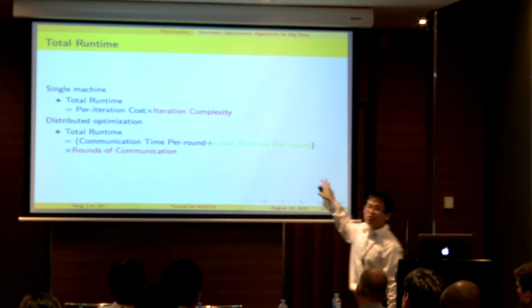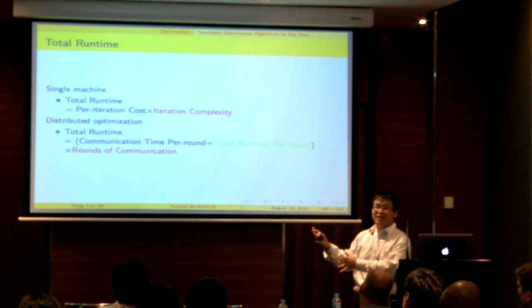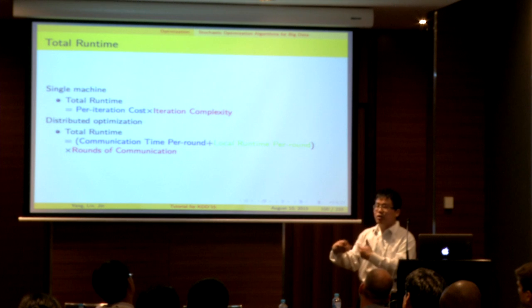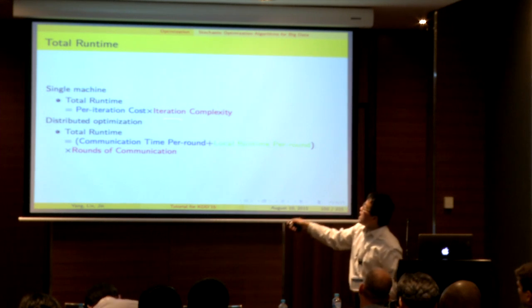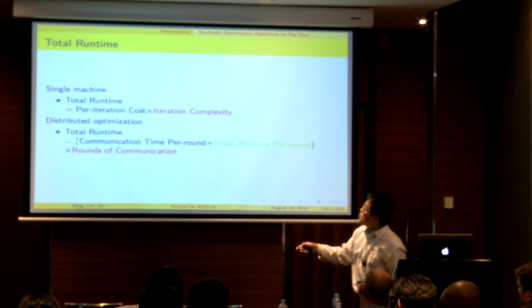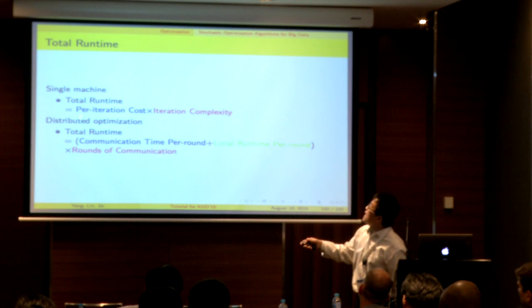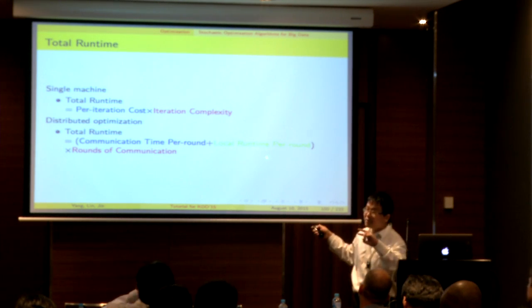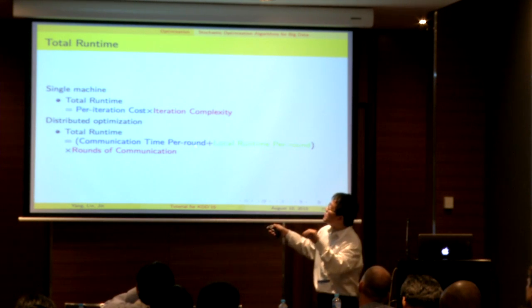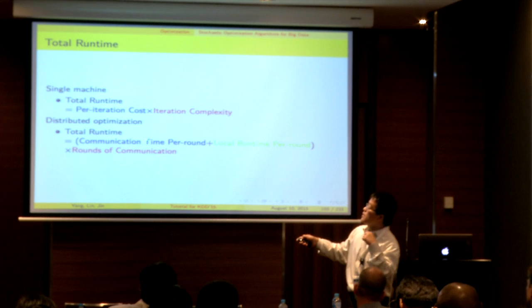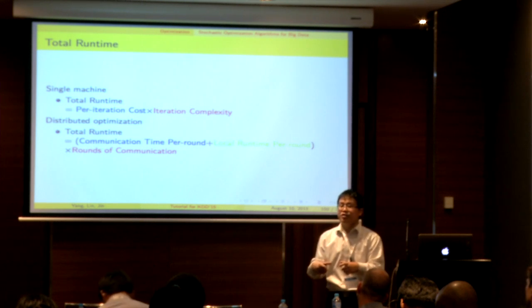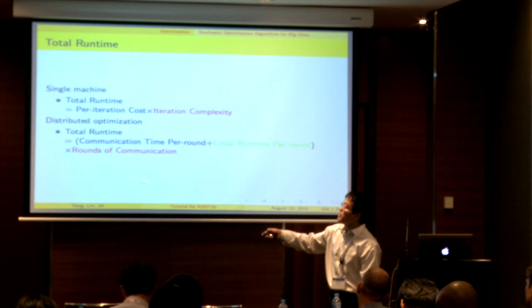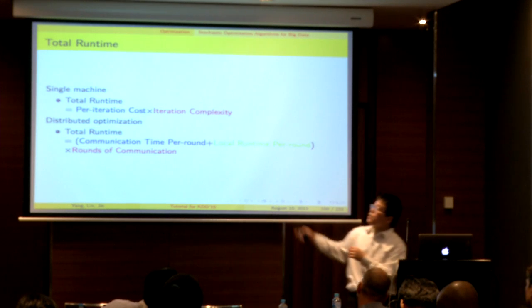And of course, we should also worry about how much time each machine is running, because eventually it affects the total runtime you need to finish the whole task. So the formula for the total runtime is now like this: the number of communications you need, multiplied by the time you spend between two consecutive communications. This time consists of two parts. The first part is the time they talk to each other. The second is the time they spend doing their local computation, doing their own job. You multiply by the number of communication rounds, and this will be the total runtime.